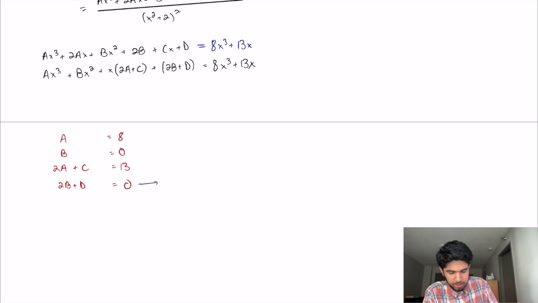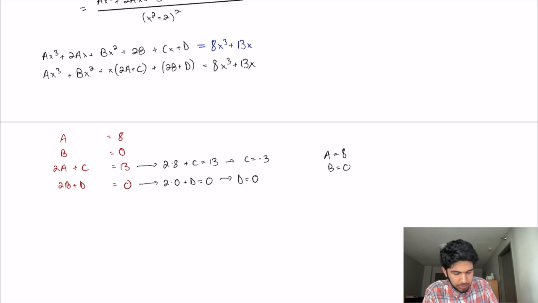Looking at the last equation, b is equal to 0, so 2 times 0 plus d equals 0, which tells us that d is also equal to 0. And for the third equation, we know that a is equal to 8, so 2 times 8 plus c equals 13, which tells us c equals negative 3. So we have a equals 8, b equals 0, c equals negative 3, d equals 0.